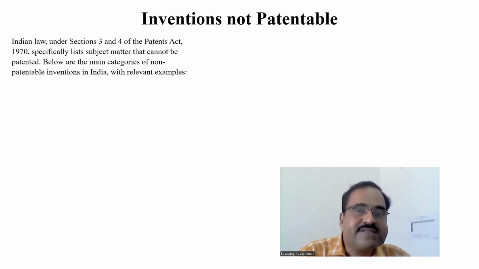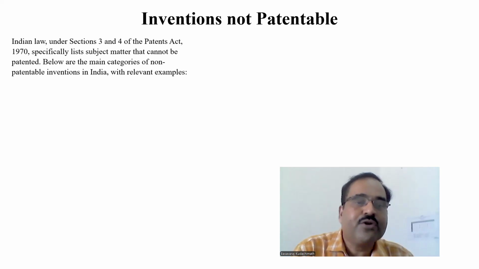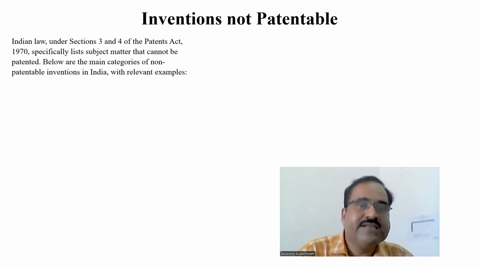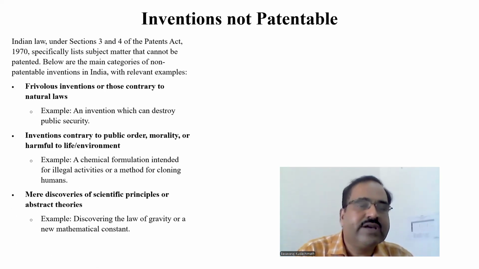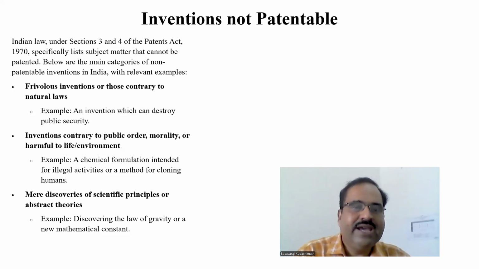Especially, it lists the subject matter that cannot be patented. The 1970 Act clearly defines certain kinds of products which cannot be patented under sections 3 and 4 of the Patent Act. Below are some of the main categories. One is the product that is a frivolous invention. Frivolous means silly. Any kind of silly invention, or those contrary to natural law, which do not have any importance to the public, cannot be patented.